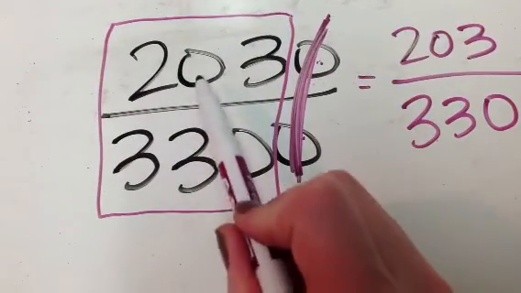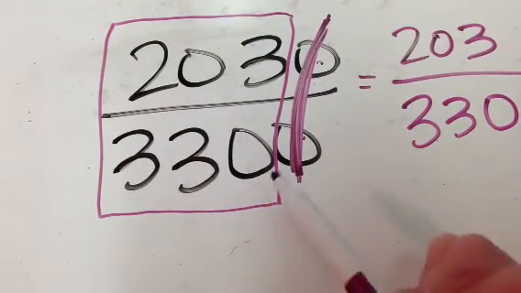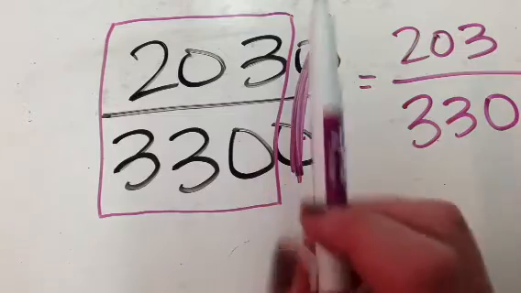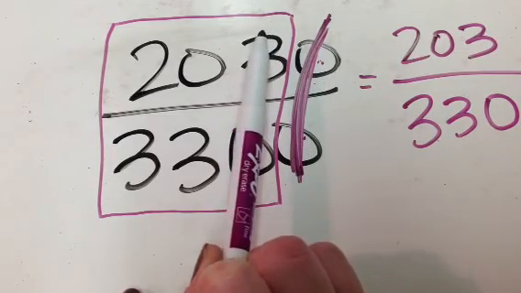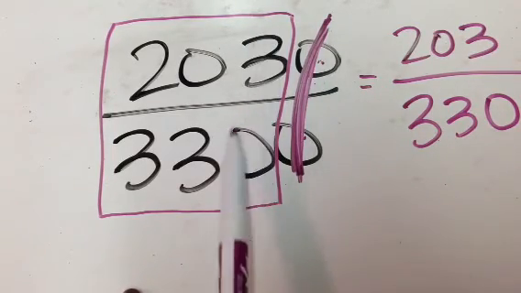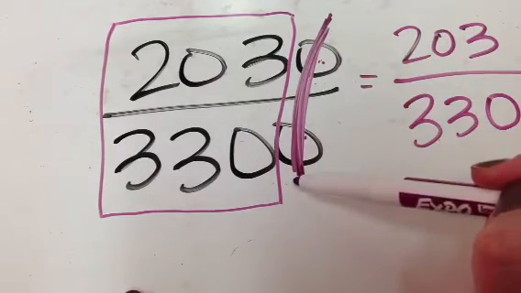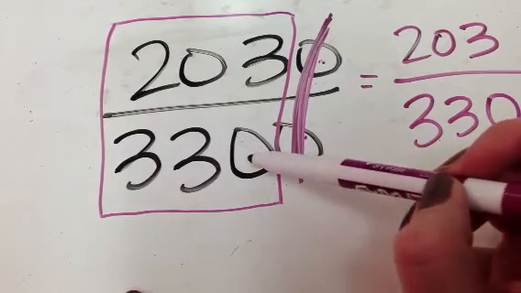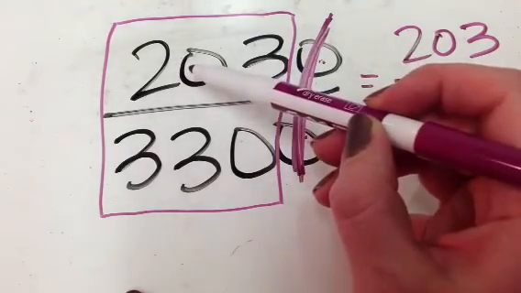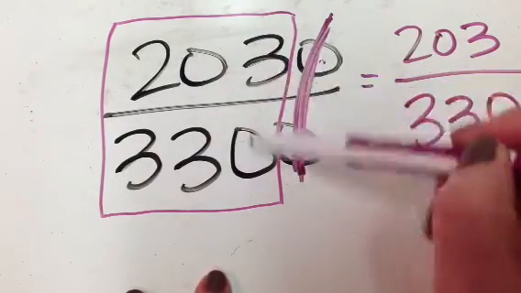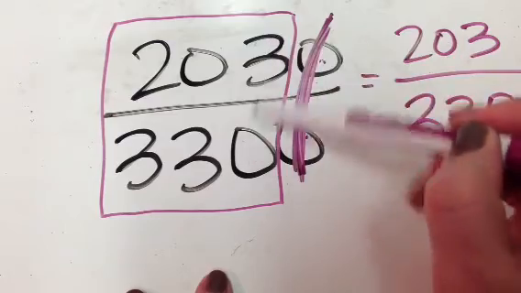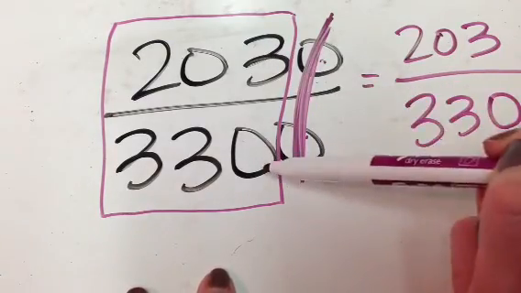Okay, you say, but I've got a 0 here and a 0 there. Well, I can't take them off unless they line up directly above each other, if they're in the same place value. So you see how these guys are zeros in the ones place? This is a 0 in the tens place. This one's a 0 in the hundreds. So I'd only be able to take them off if there was another 0 in the tens place here.